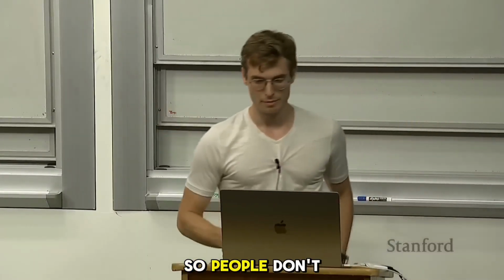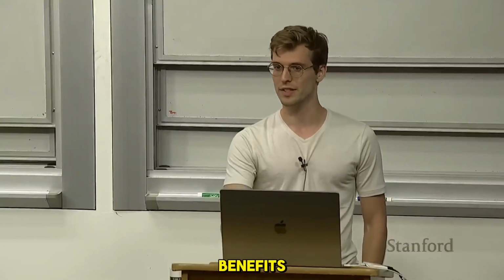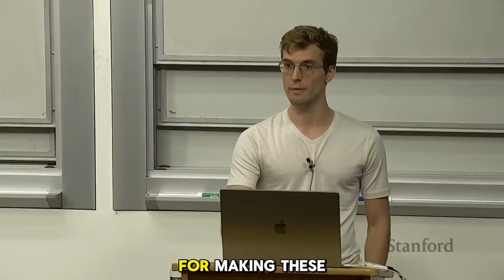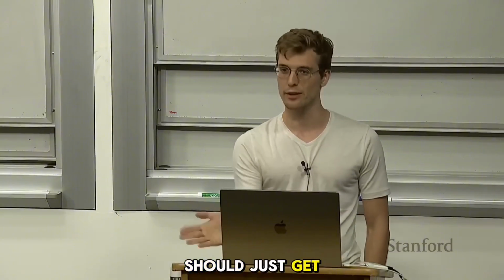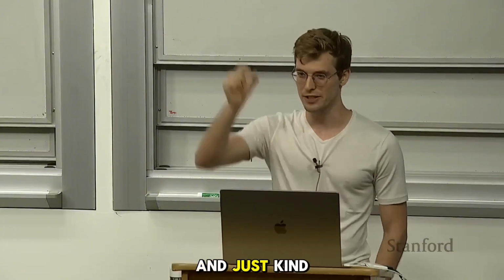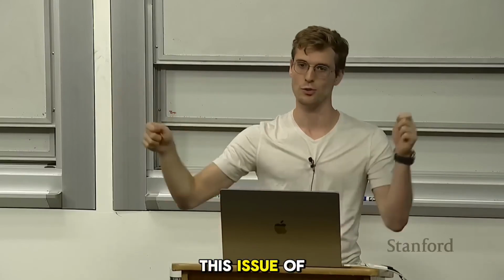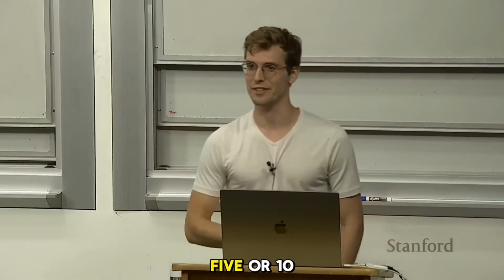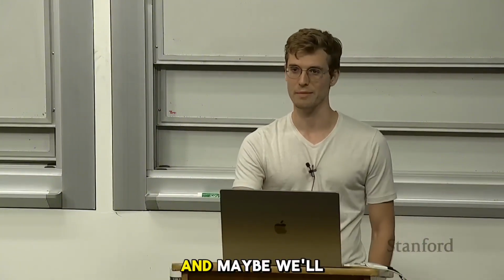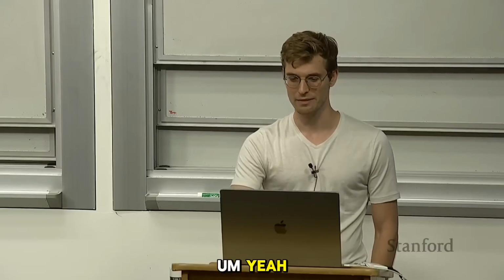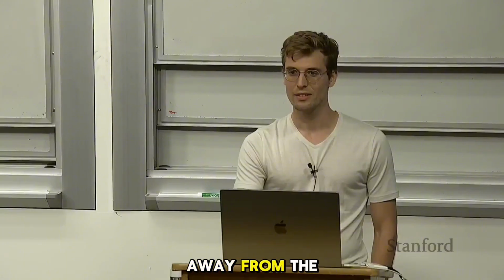People don't usually talk that much about tokenizers, but there are a lot of computational tricks that you can do for making these things faster. Honestly, I think a lot of people think that we should just get away from tokenizers and tokenize character by character or byte by byte. But as I said, right now there's this issue of length. Maybe one day, in 5 or 10 years, we'll have different architectures that don't scale quadratically with the length of the sequence, and maybe we'll move away from tokenizers. So can you share with us the drawback? Why do people want to move away from the tokenizer?